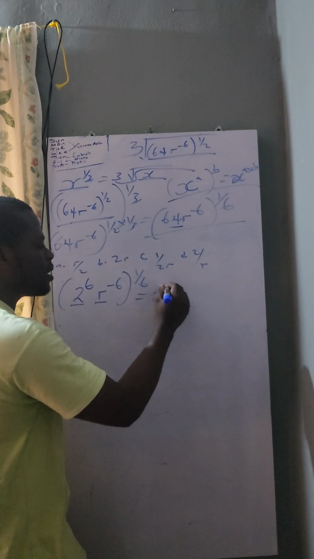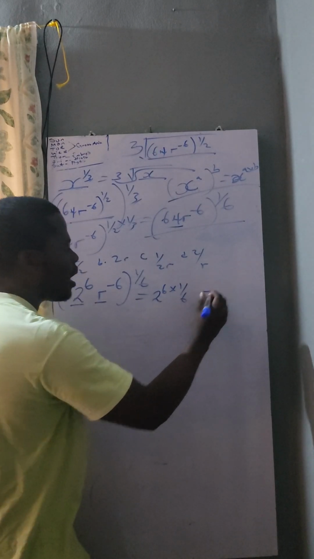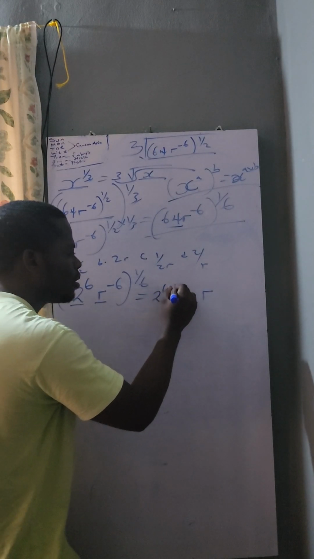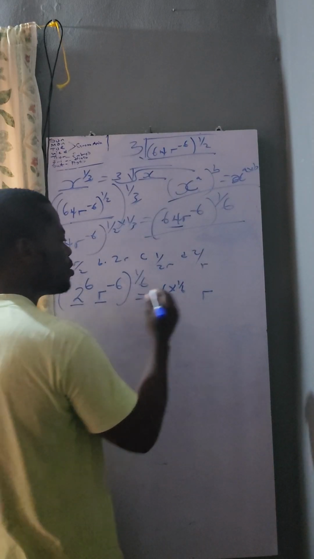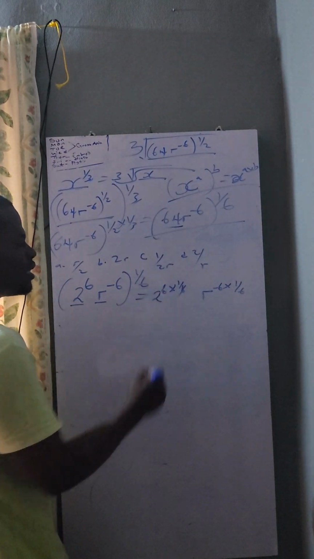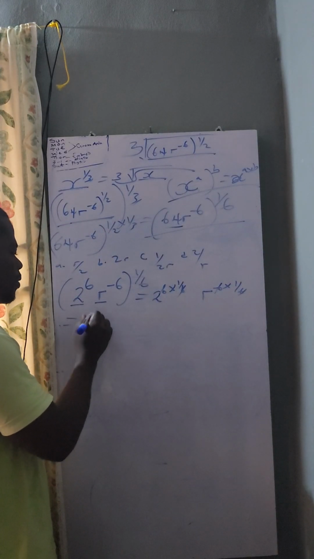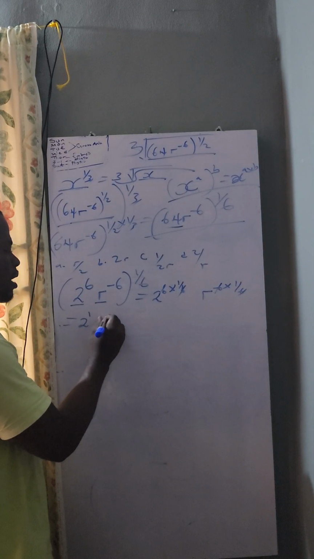So the 2 raised to power 6 times 1 over 6, then r raised to power minus 6 times 1 over 6. The 6 and 6 cancel out. What is left? 2 raised to power 1, then r raised to power what?